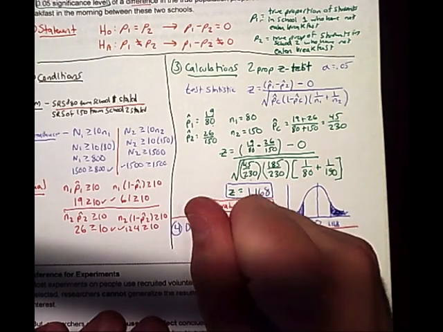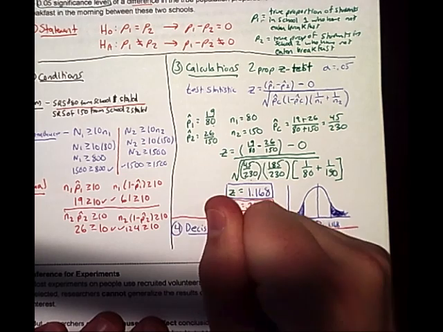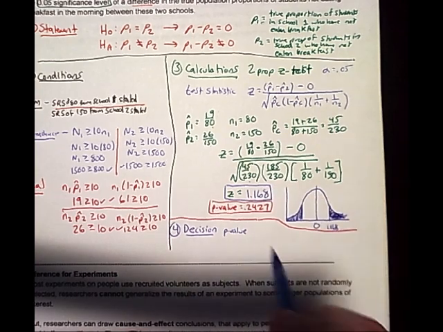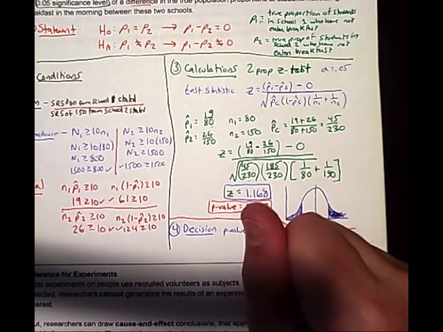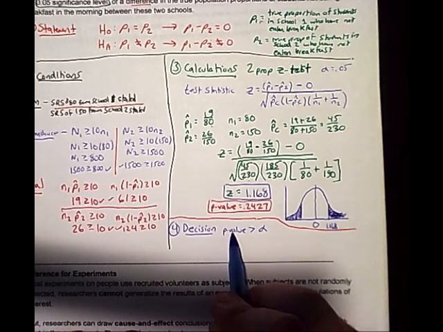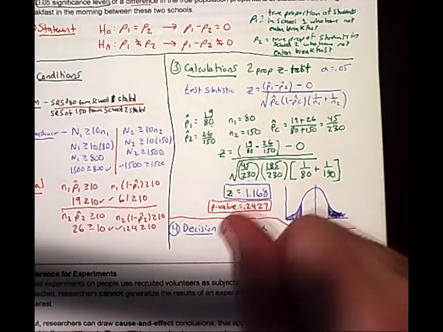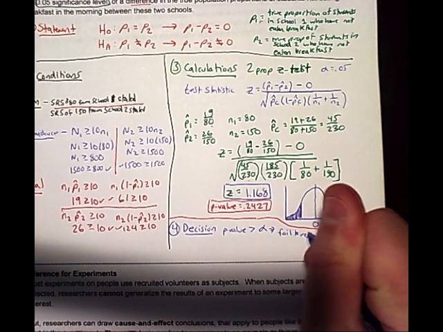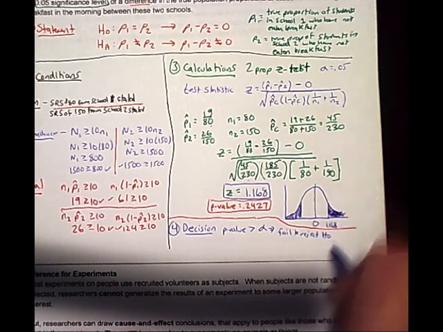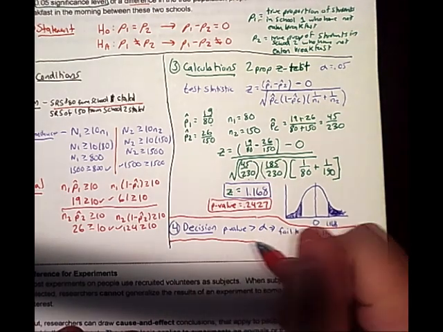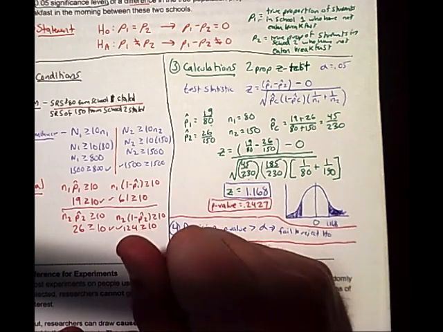Part 4 is the decision. Here my p-value is greater than the alpha. That means the p is not low. So what's my decision? When the p is low, you reject. So if it's not, you fail to reject H0. And one more step, we have to make a conclusion.